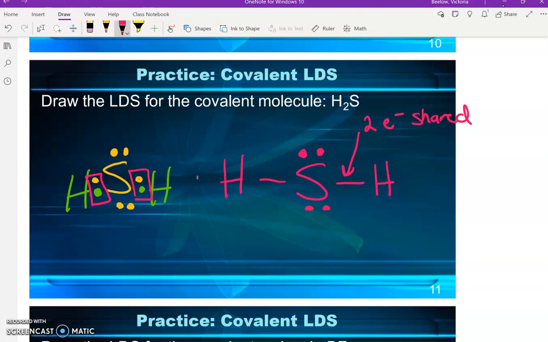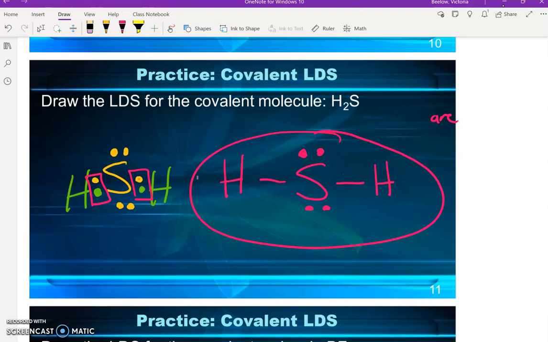And then that would be this right here, this entire thing. That would be my final answer for my Lewis dot structure.